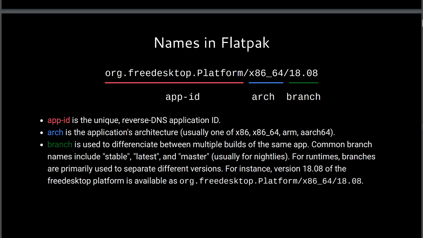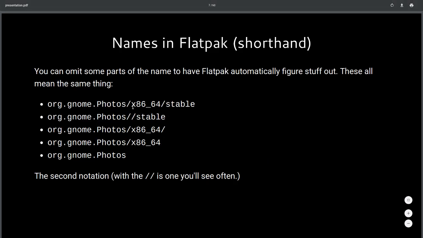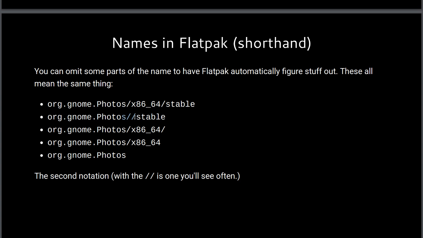Again, completely unrelated to Git branches. Git branches are like OSTree refs. This is a different concept. And you can also use some shorthand for it. If there's only one version installed, you can omit the architecture, or you can omit the branch if there's only one branch installed, but include the architecture. You'll see this double slash notation a lot, which is why I put it here, because it's handy to know. This is basically saying, we want to use the org.gnome.Photos stable branch, but I only have one architecture available, so just figure it out, Flatpak.